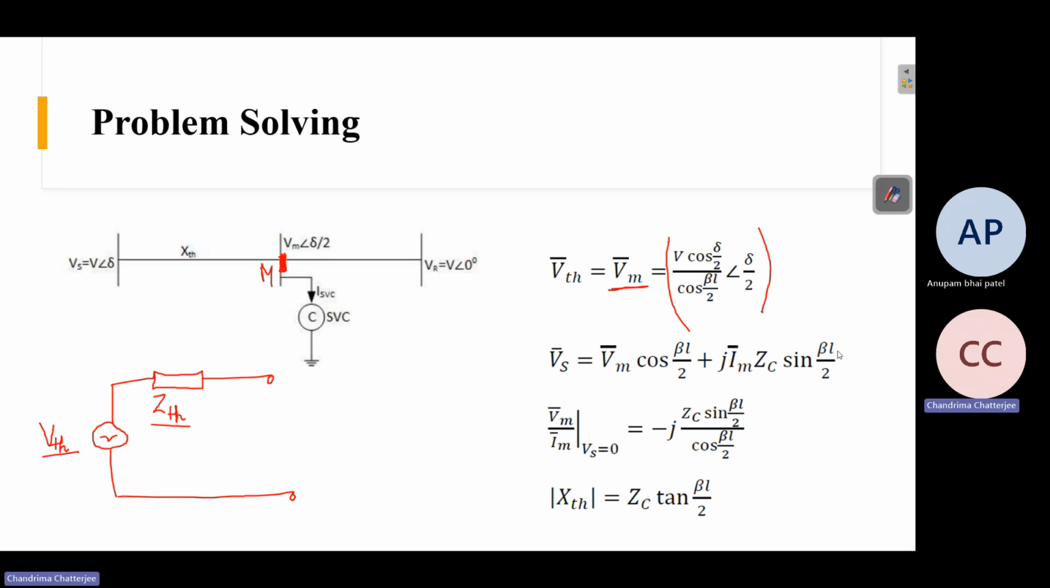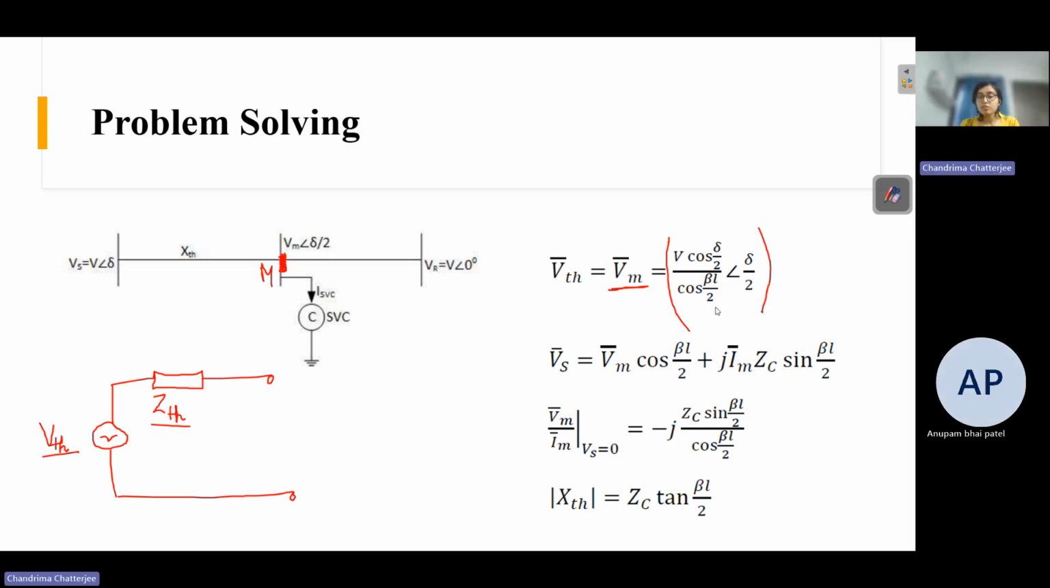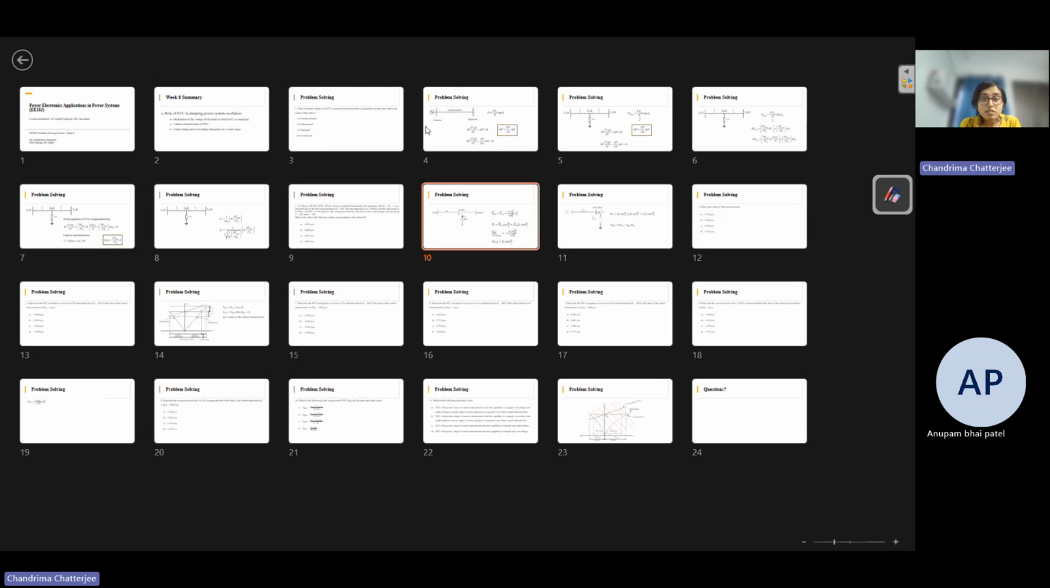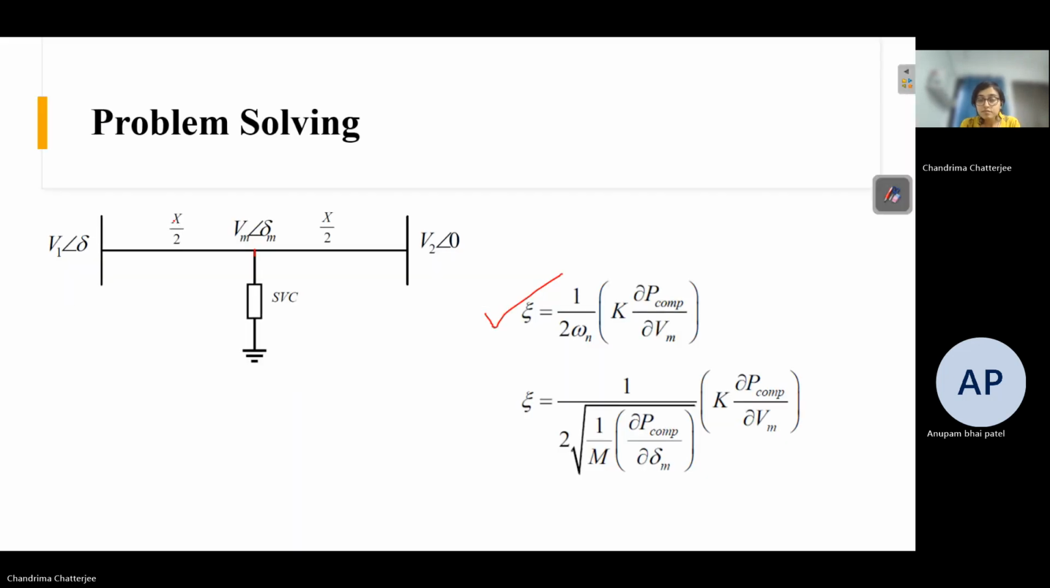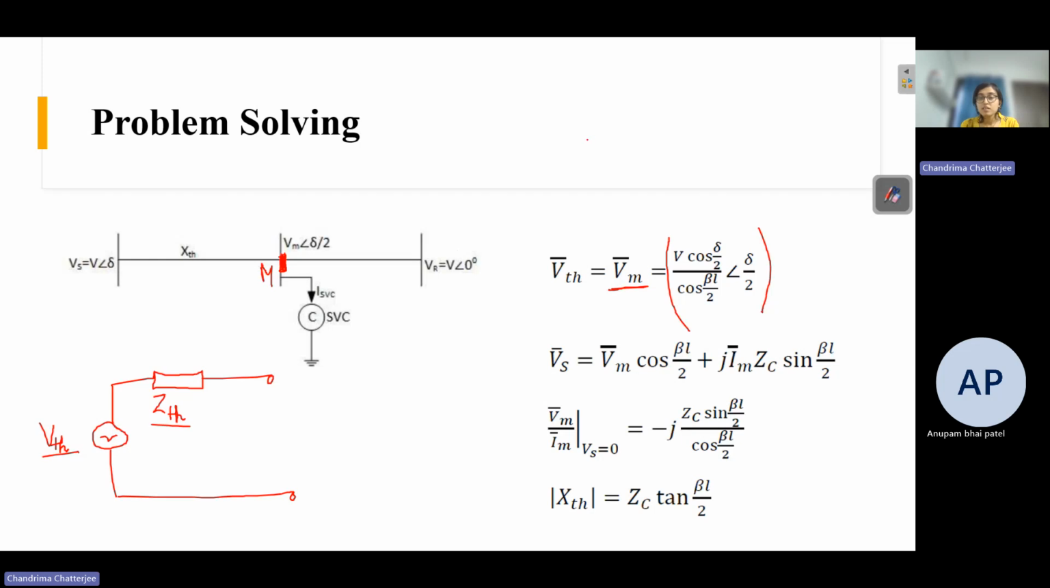Yeah, the Thevenin equivalent voltage is this. Next, we need to find out what is ZT, the Thevenin impedance. We know the sending end voltage expression in terms of midpoint voltage and midpoint current.